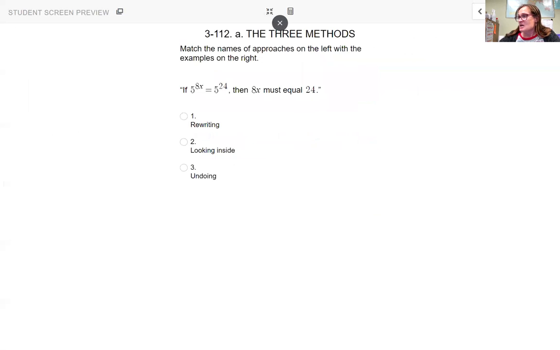Okay, page 7. We look at each of these different equations and we match up to what type of method they use. So they have 5 to the 8x equals 5 to the 24th power. So if 5 to the 8x equals 5 to the 24th, then 8x must equal 24. So think about what that is. What type of problem solving is that?